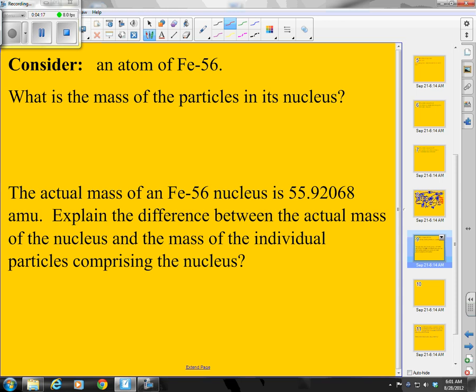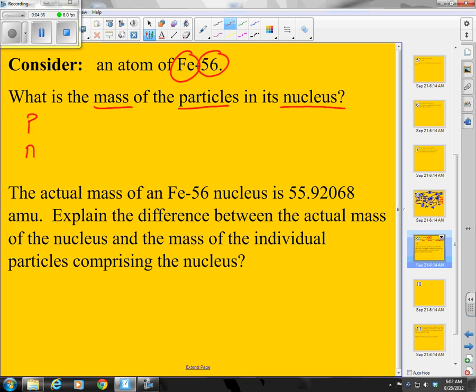Consider an atom of iron 56. What is the mass of the particles in the nucleus? Okay, so we only want the mass of the particles in the nucleus. What particles are in the nucleus? We want to know the number of protons and the number of neutrons. Good. We have iron 56.